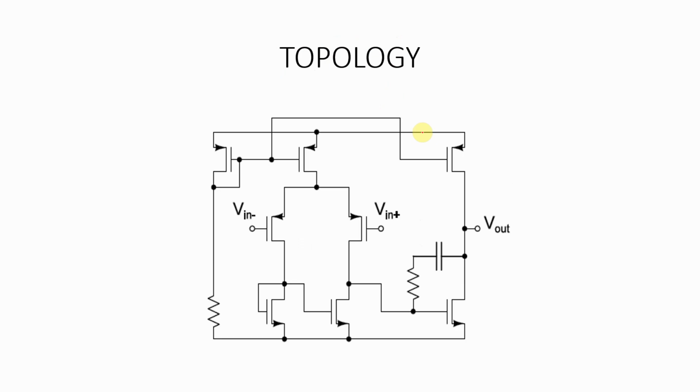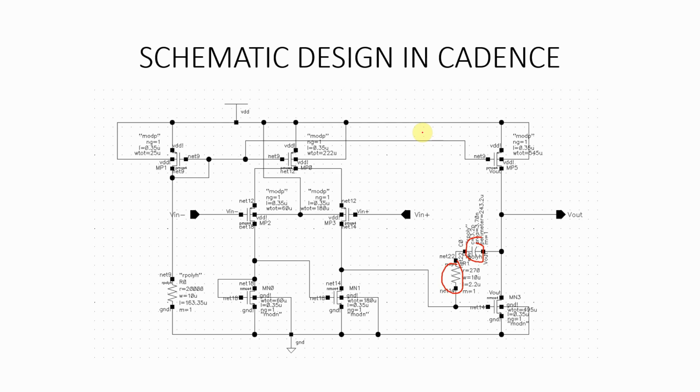So the topology selected for this OPAMP circuit is given below, and this topology is later on created in Cadence as a schematic, and the widths and lengths of the transistors are given next to them, and the resistance and the capacitance were added for stability reasons.